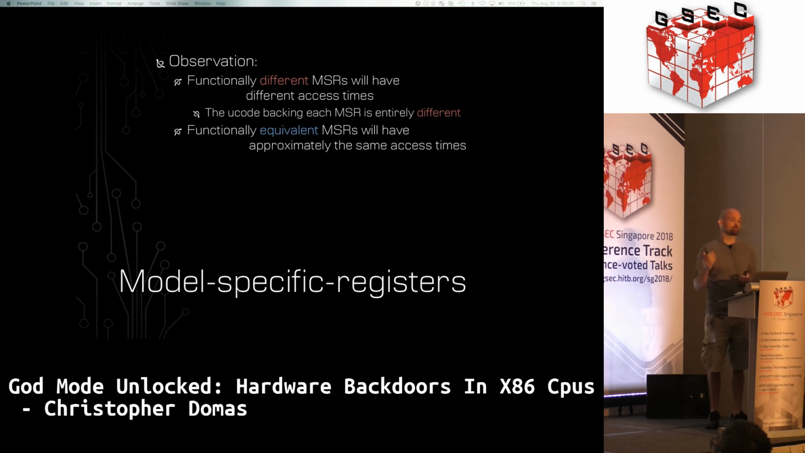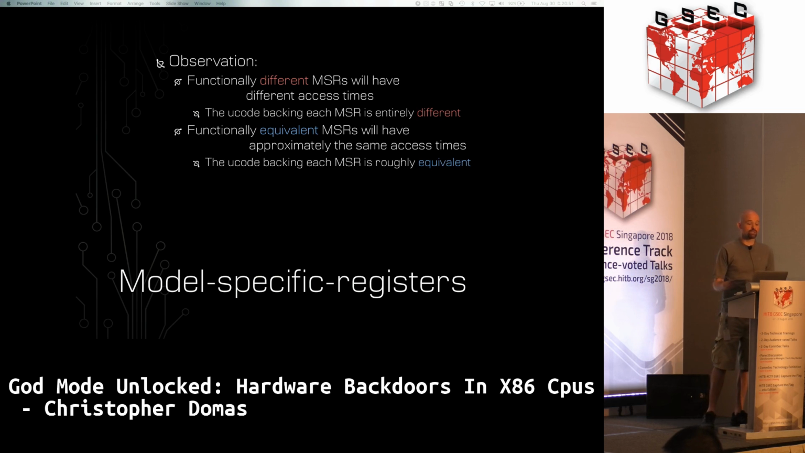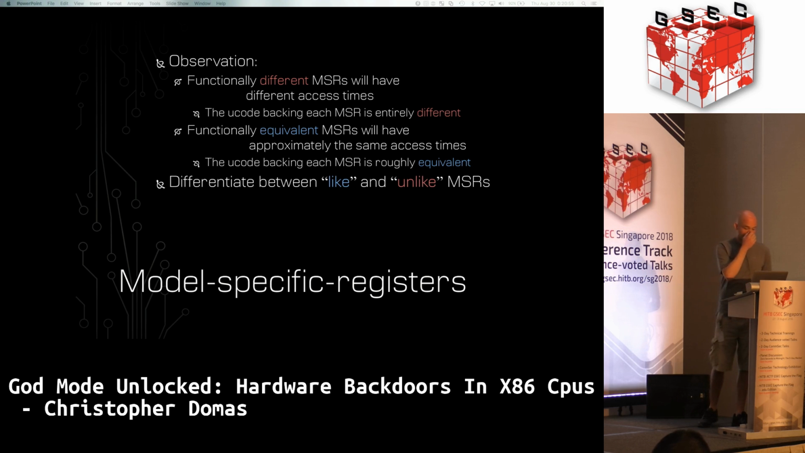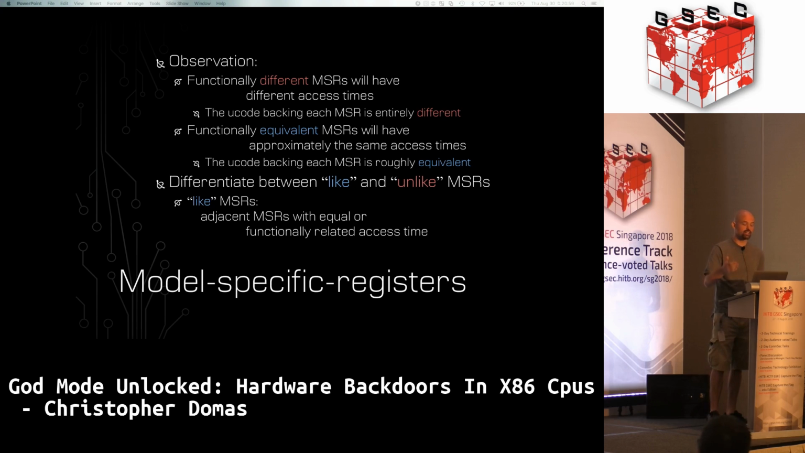It's a set of model-specific registers that control caching behavior for different regions of memory. There's a whole set of these MTRRs, but they're functionally doing approximately the same thing. They're all just controlling caching behavior. So since the microcode behind all of those MSRs is functionally equivalent, we would expect accessing those MSRs to take about the same amount of time. What that lets you do is differentiate between like and unlike MSRs.